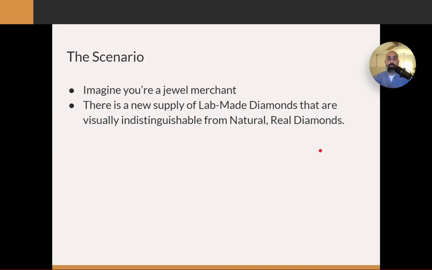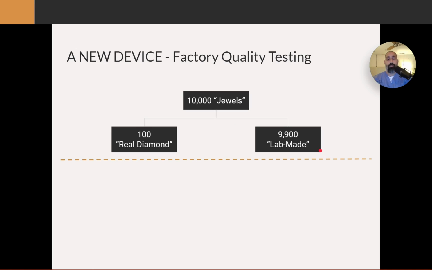So there's a new supply of fake diamonds that are visually indistinguishable from real diamonds. How do we tell the difference? Let us suppose there's a new device, and it can scan for these luminescence patterns and tell the difference using some fancy AI or who knows what. Okay? How would we know how accurate this new device is?